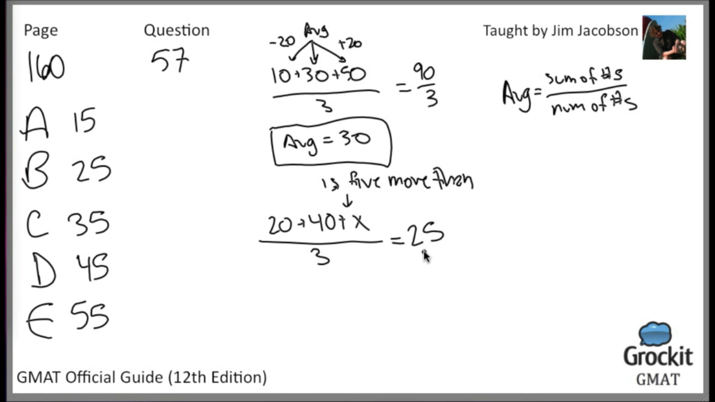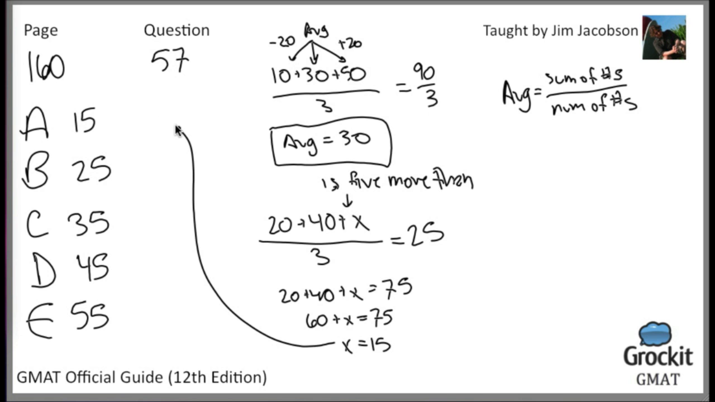From here, it just becomes an algebra problem. We multiply both sides times 3. 20 plus 40 plus x equals 75. That ends up being 60 plus x equals 75. Subtract 60 from both sides. We get x equals 15. A equals 15.